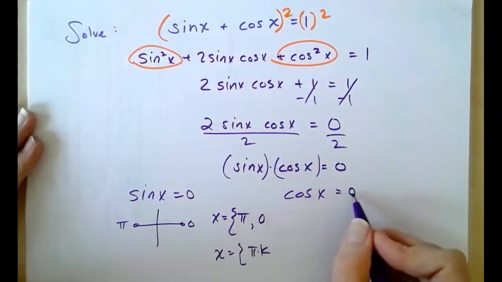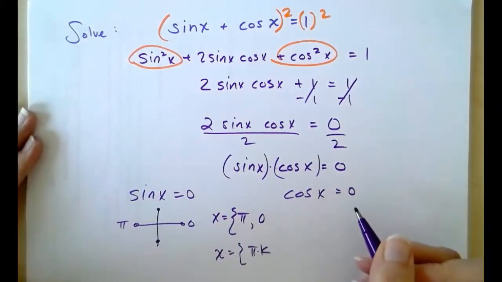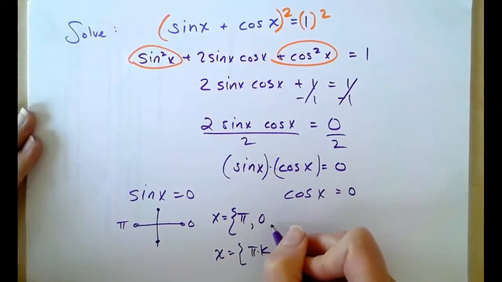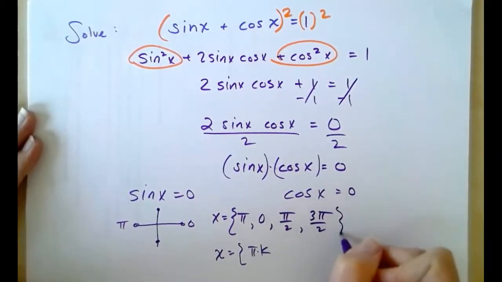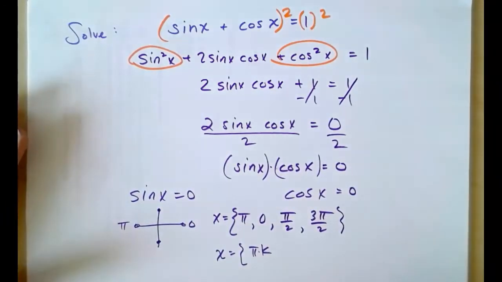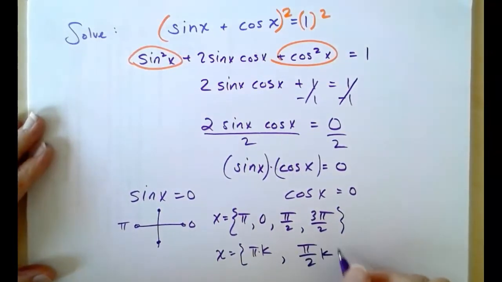Next, cosine x equals 0. Cosine equals 0 at the top and the bottom of the coordinate plane. So that is going to be pi over 2 and 3 pi over 2. Now, we've talked about in class, general solution, sorry. So pi times k and then pi over 2 times k. So these are my two general solutions, my four specific solutions.